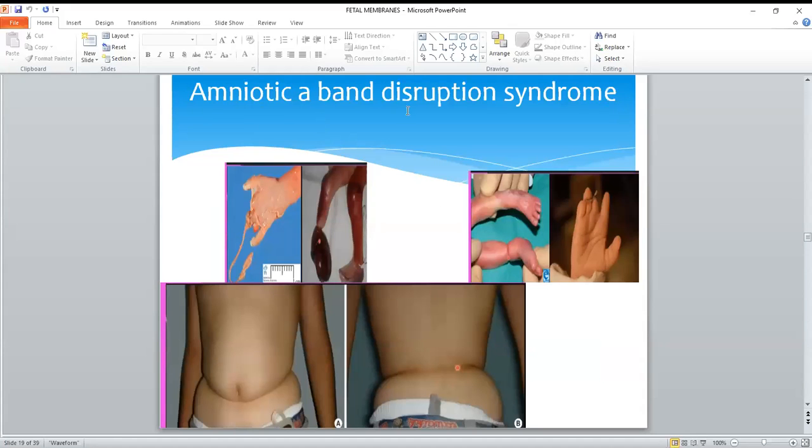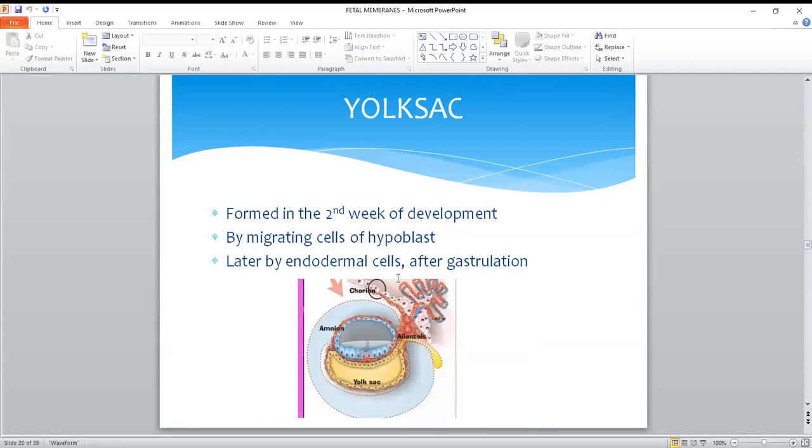We also have amniotic band disruption syndromes, where these are usually called constriction rings. See here, there's a constriction ring around the abdomen, around this region. Then you have another constriction ring. This constriction ring can even lead to an amputation of the limb. This is also a constriction ring. It mostly affects the limbs, but it can also affect other parts. So I'm done with the amniotic membrane.